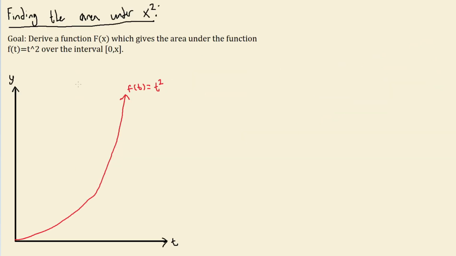All right, so here's an example that's not as trivial as the last example. Here we're tasked with the goal of deriving a function capital F of x, which gives the area under the function f of t is equal to t squared over the interval from 0 to x. Now, I want to make sure that we fully understand this goal before proceeding, because it's a little bit complicated if we haven't seen anything like this before up until this point in calculus. So we're tasked to derive a function in terms of x, and the input of x here is going to give some interval under which we want to find the area of the function f of t is equal to t squared. So t is just some dummy variable here.